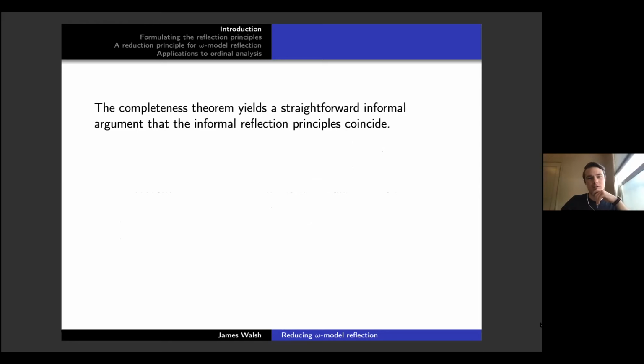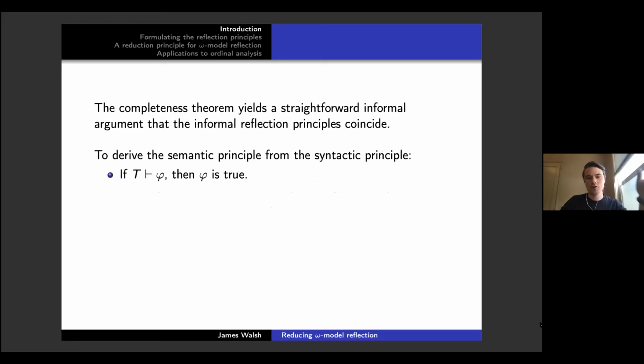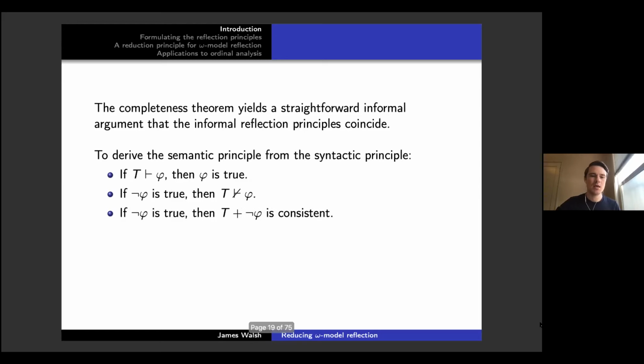So here's the argument. I'll show you how to derive the semantic principle from the syntactic principle. Just assume the syntactic reflection principle for T. So if T proves phi, then phi is true. By contraposing, we get, if not phi is true, then T doesn't prove phi. Whence, if not phi is true, then T plus not phi is consistent. And then we apply the completeness theorem. Consistency gives us a model. So if not phi is true, then T plus not phi has a model by completeness.